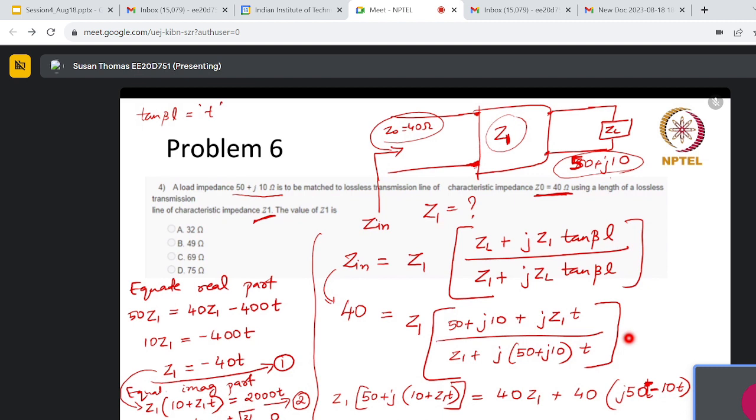If you want, I will just write down the equation also. So Z1 is minus 40t. So it will be minus 400t plus Z1 square. So Z1 square into t will be 1600 t square.